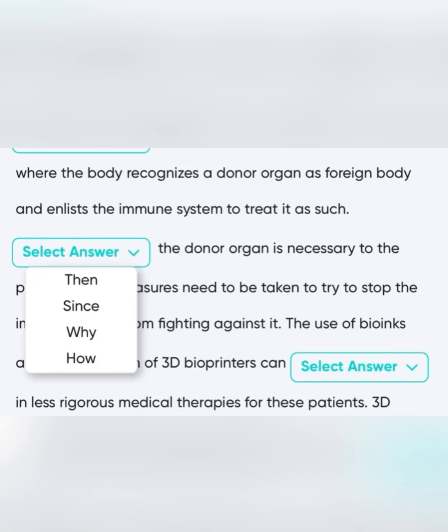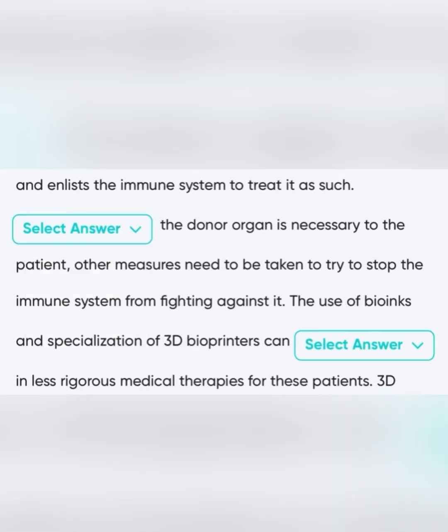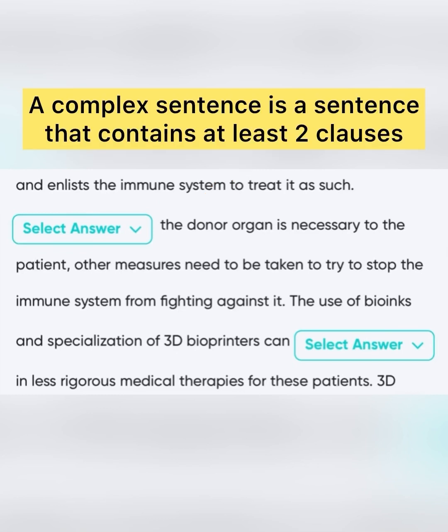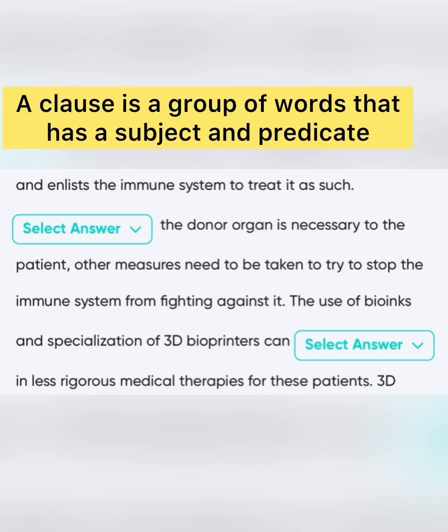Now again we have to look at the sentence in order to understand the grammatical rule. Now first of all, the sentence is a complex sentence. Now what is a complex sentence? A complex sentence is a sentence that contains at least two clauses. Now what are clauses? A clause is a group of words that has a subject as well as a predicate.